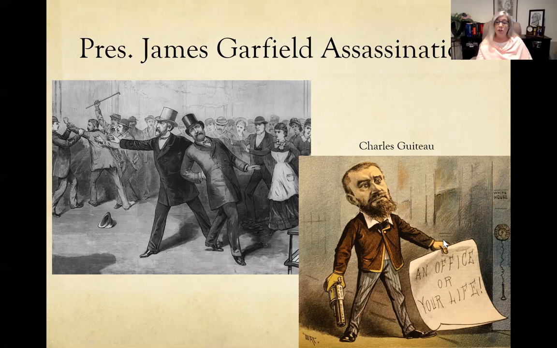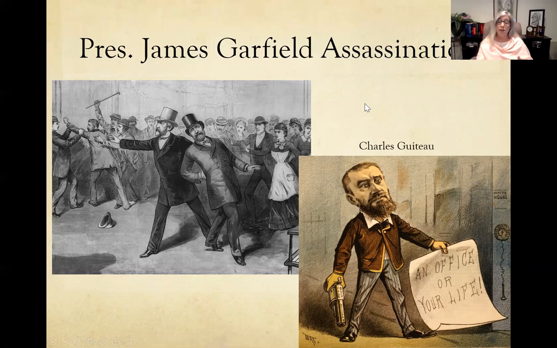And so you can see in this cartoon where it says "an office or your life." And it goes back to the spoils system, as we've seen all the way back from Andrew Jackson. And here the White House, they're not giving him the job. And so in return, he is going to kill James Garfield.